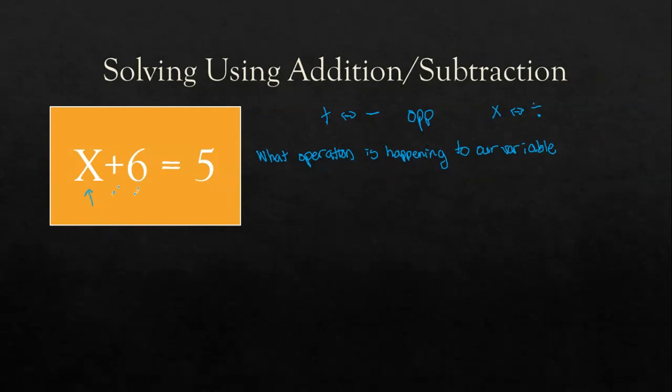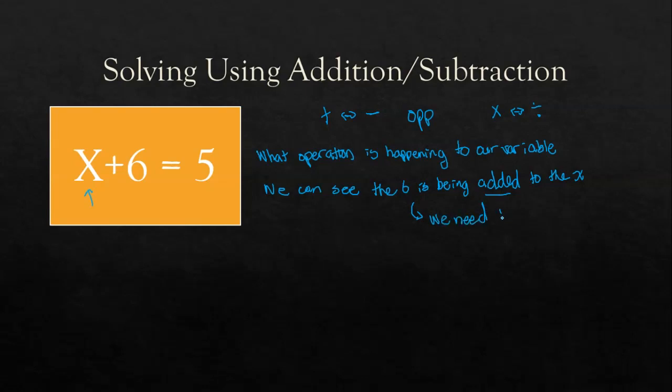The question is, is the 6 being subtracted from x? Is it being added, multiplied, or divided? Well, we can see the plus sign in between, so we can say that this 6 is being added to the x. So because it's being added to the x, then we need to do the opposite. So the opposite of addition is subtraction. So we need to subtract 6 to get rid of it.